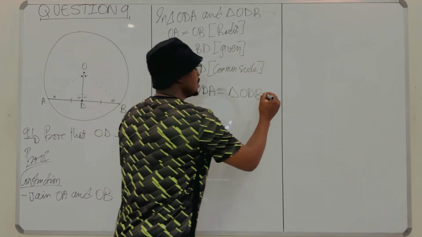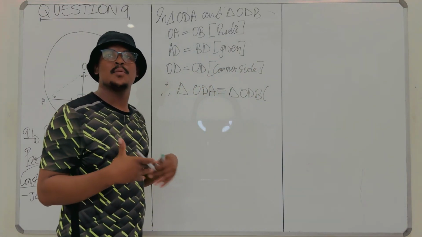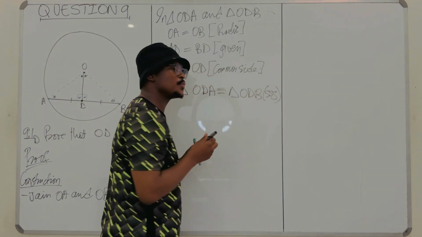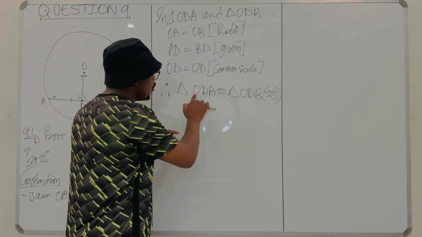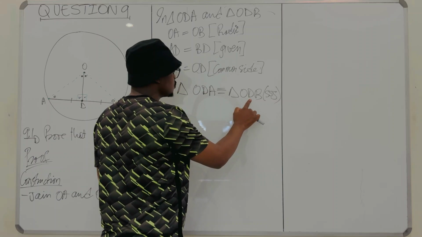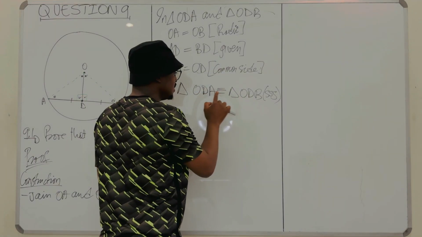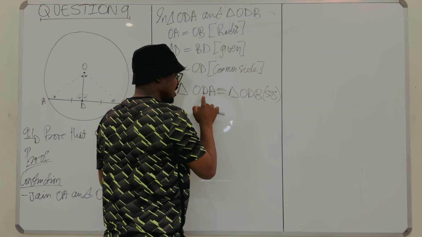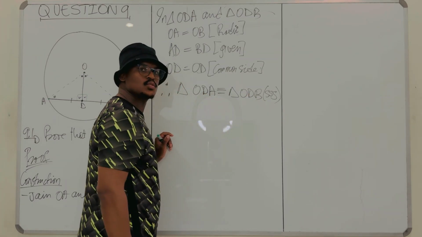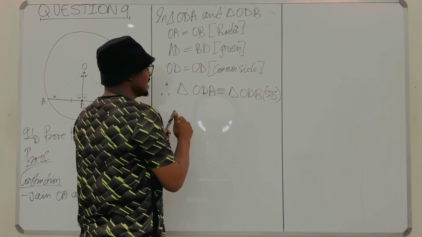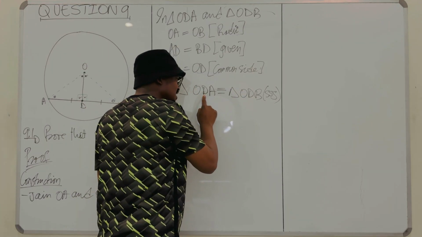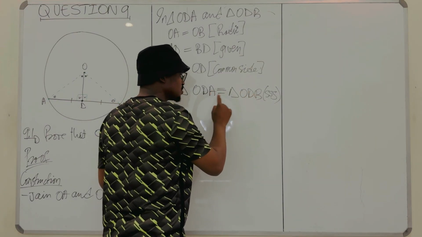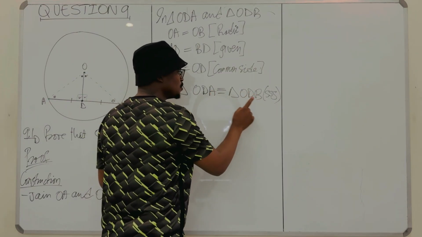What criteria? They're identical by their sides. All their sides are equal, which means side, side, side. All the corresponding sides are equal, which means OD is equal to OD, OA is equal to OB, and AD is equal to DB. So in that case, your angle O is equal to angle O, your angle D is equal to angle D, and your angle A is equal to angle B.